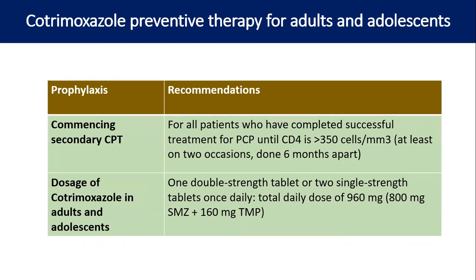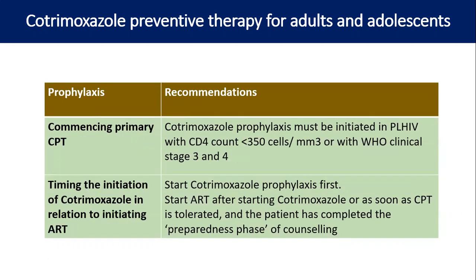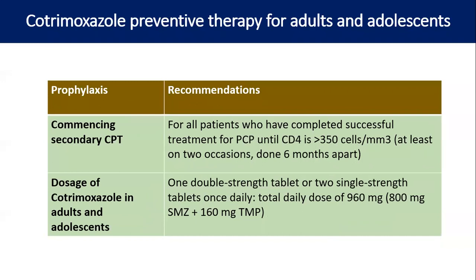Now, commencing, I think there may be some confusion, no? Actually, we are talking about preventive therapy, cotrimoxazole preventive therapy. And here, first, we will have to start cotrimoxazole therapy. And then when the cotrimoxazole is tolerated, we should start ART. And commencing secondary prophylaxis for all patients who have completed successful treatment of PCP, until CD4 is more than 350 cells per cubic millimeter, at least on 2 occasions separated by 6 months apart. And the dose of cotrimoxazole, we know, is 960 milligram, that is 800 milligram of sulfamethoxazole and 160 milligram of trimethoprim.